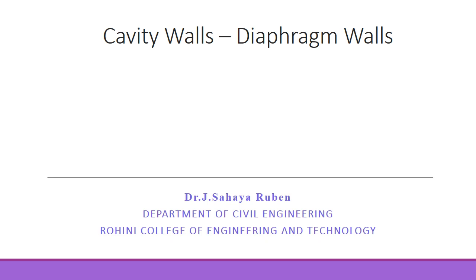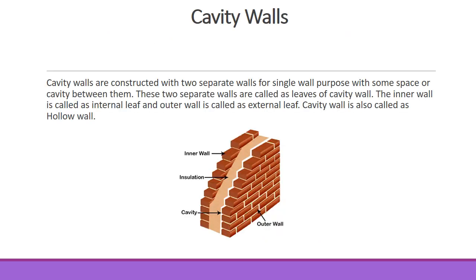Today, we have to see what is cavity wall and diaphragm wall. So, first, we can see the cavity wall. A cavity wall is constructed as two separate walls for a single wall purpose, with some space or cavity between them.